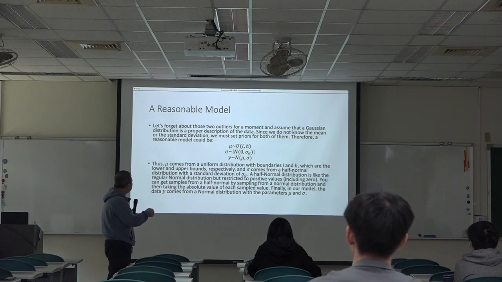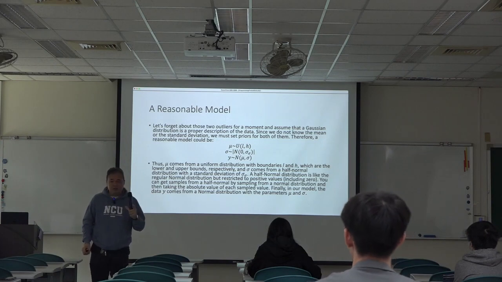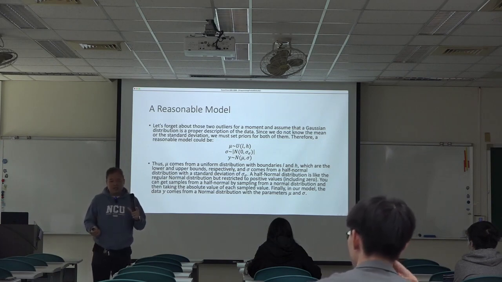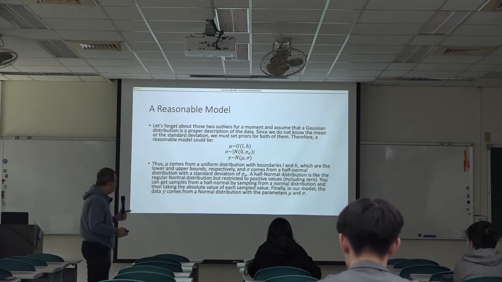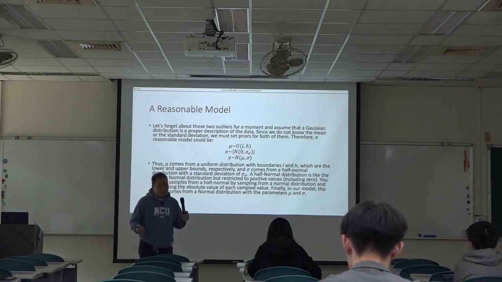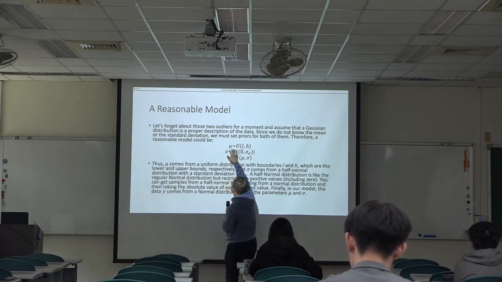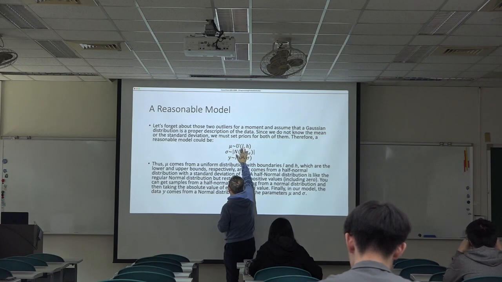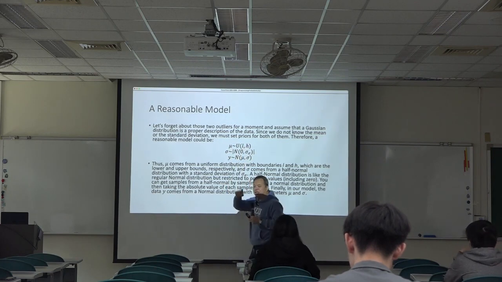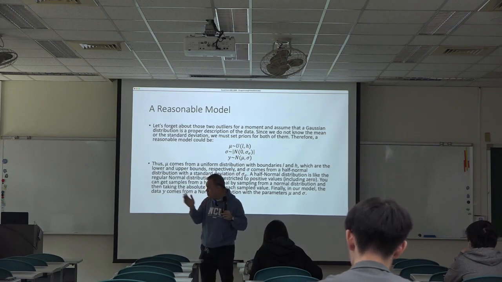We do not know the mean or standard deviation. Remember, the Gaussian distribution has two parameters: one is the mean, one is the standard deviation. We don't know what the mean is, and we don't know what the standard deviation is, but we can still model them. The mean can be drawn from a uniform distribution, with L and H representing the lower and upper range of this uniform distribution.